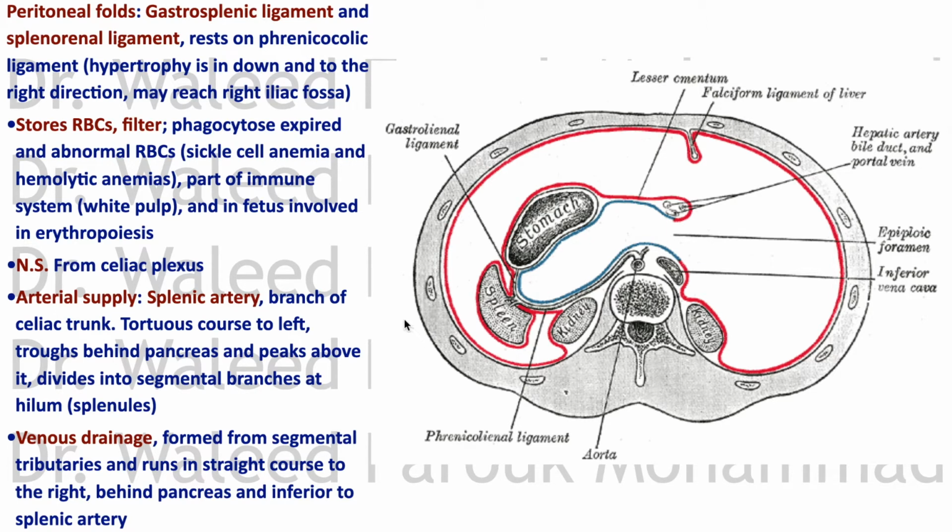I think we discussed this before. The splenic artery has a tortuous course, runs above the pancreas, partly behind the pancreas. The troughs of the zigzag course are behind the pancreas, and it splits into segmental branches before it enters the spleen because of the development of the spleen from splenules.